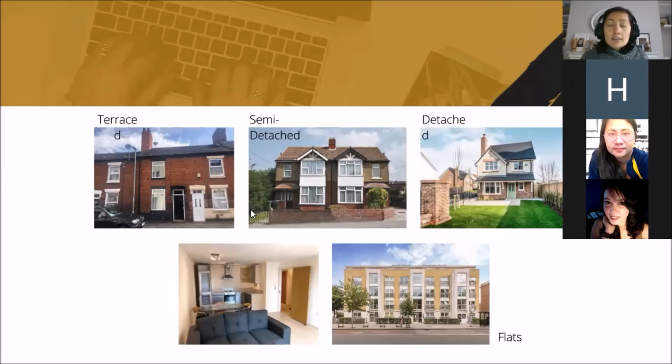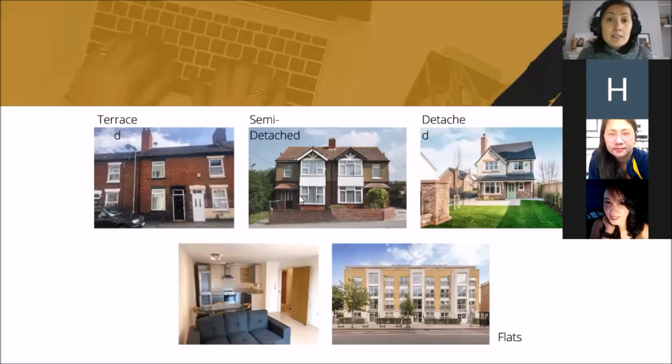So terrace houses are cheaper. They are smaller in size. Not always, but in general, they're found more in neighborhoods that are, shall we say, more affordable. Okay, you've got semi-detached properties.